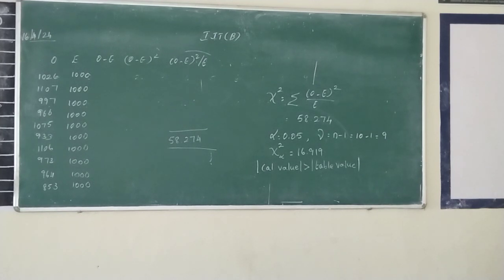Okay, final conclusion, accept or reject H0? Reject H0, because the calculated value is greater. Okay, very good then. We will continue with this one.